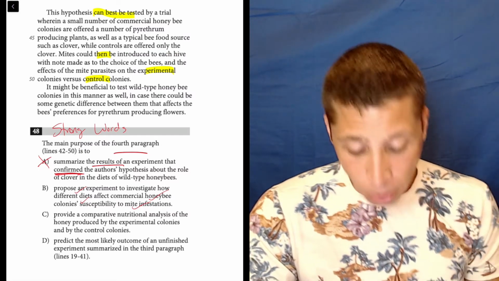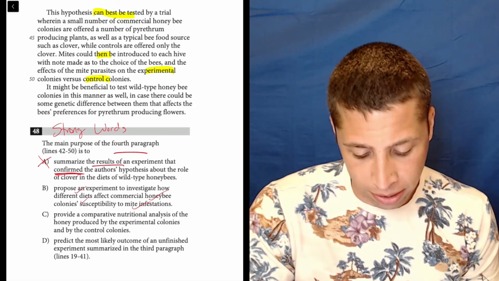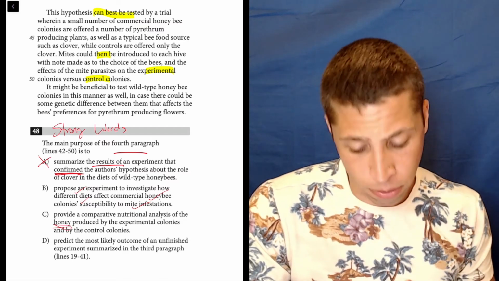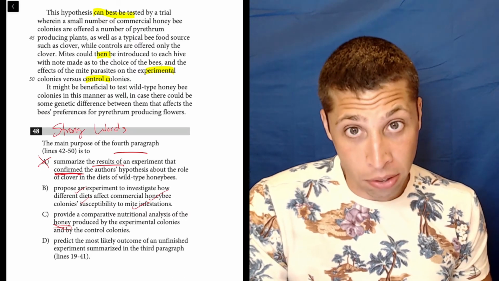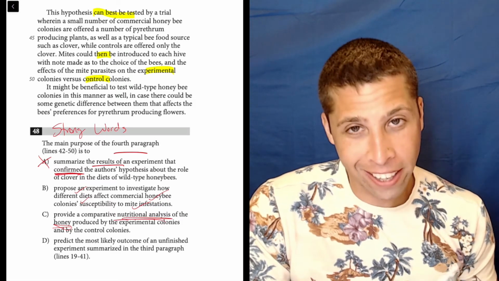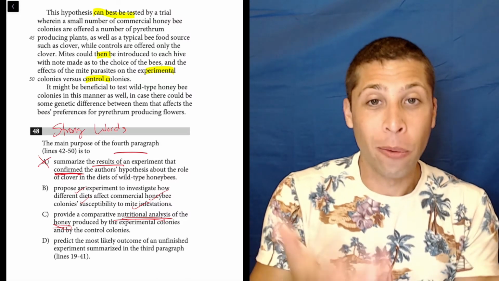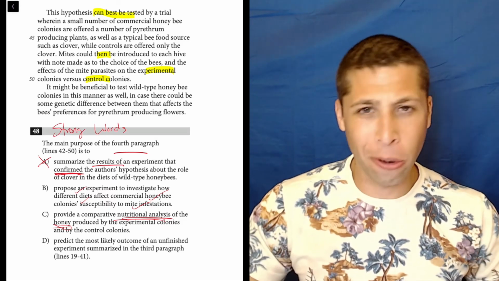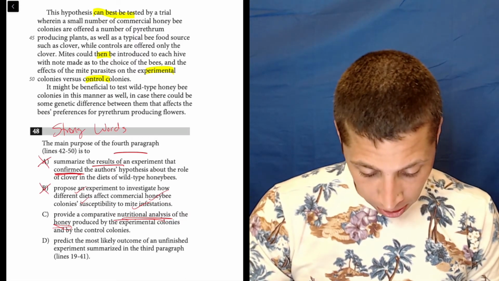C, provide a comparative nutritional analysis of the honey produced by the experimental colonies and by the control colonies. So again, a couple problems. Did they really talk about the honey? I don't think so. We talk about what the honeybees are eating, but I don't think the honey is really as important. And it's not a nutritional analysis. We're not counting calories for the bees. They're talking about feeding them two different things. One of them is the pyrethrums, one of them is no pyrethrums, but that's it. We're not getting into the whole diet of the bees. So this just goes too far. Cross out C.